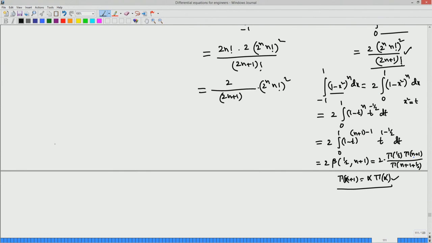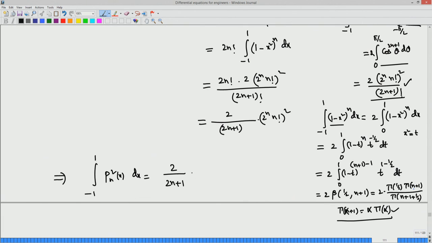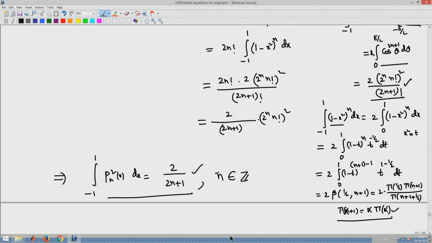So, you go back and substitute, and what you see is integral minus 1 to 1 p n square x dx is exactly 2 divided by 2n plus 1, because you have 1 divided by 2n factorial square now. When you square it, this square cancels with this. So, you are left with this. Here n is anything from 1, 2, 3 onwards, even plus or minus 1, so you can say n belongs to Z. So, this is what you have. This is the important property, called the orthogonal property of Legendre polynomials, which we have seen in this video.